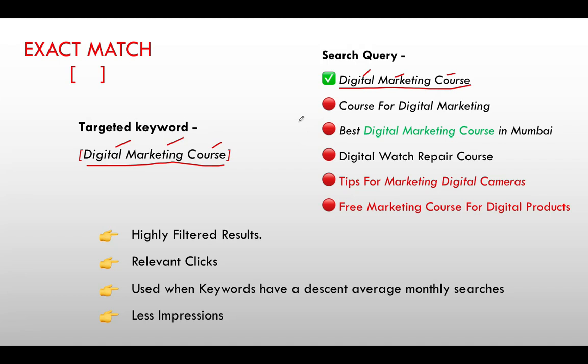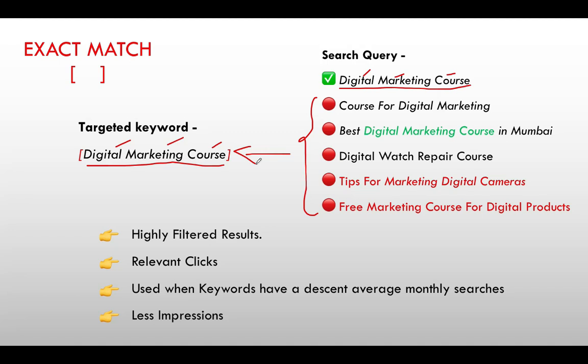Because you're using exact match, your ad won't get triggered for search queries like course for digital marketing, best digital marketing course in Mumbai, digital watch repair course, tips for marketing digital cameras, and free marketing course for digital products. Why? Because these queries do not exactly match the keyword that you're targeting. That's why. As I said, exact match is the most restrictive match type.